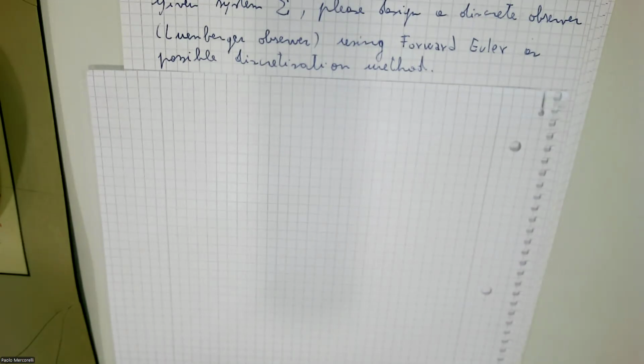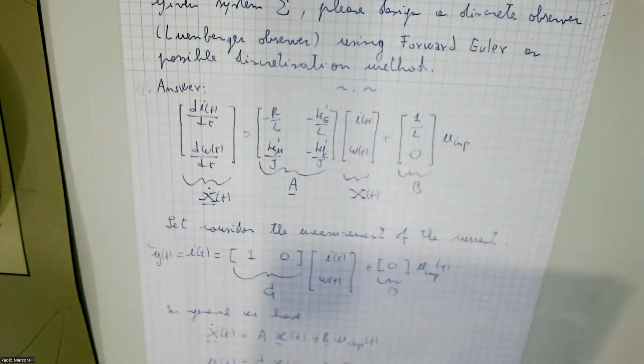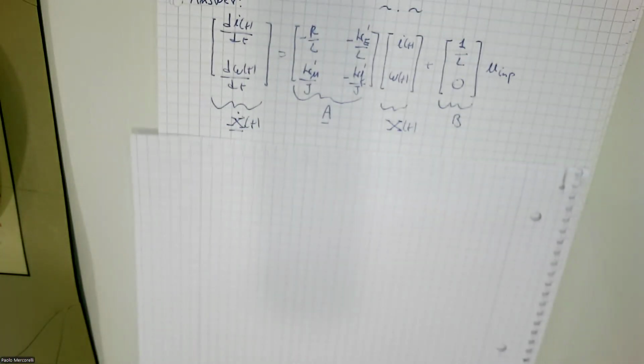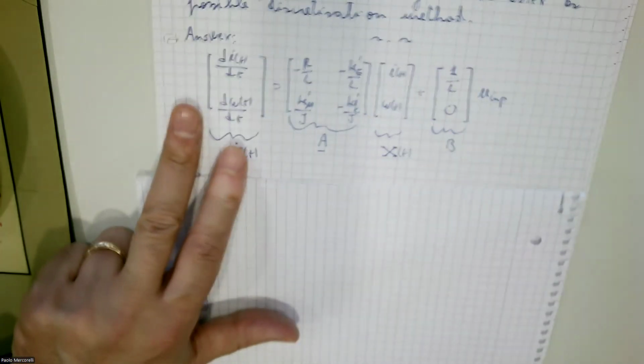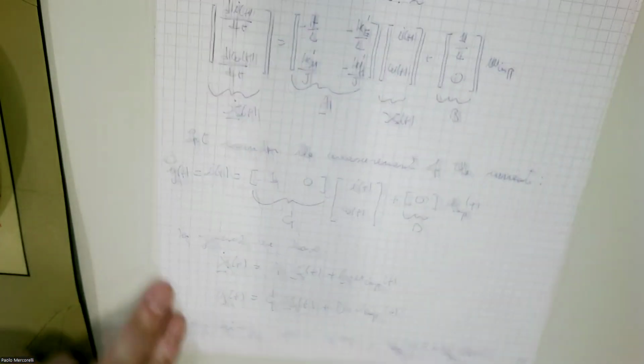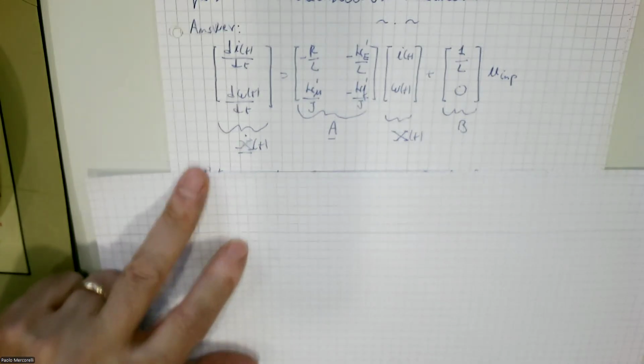The name is Luenberger observer. If I use forward Euler, as almost always, to realize the discretization of the system here, before doing the discretization, I will transform this information here into matrices information. This I told you many times.